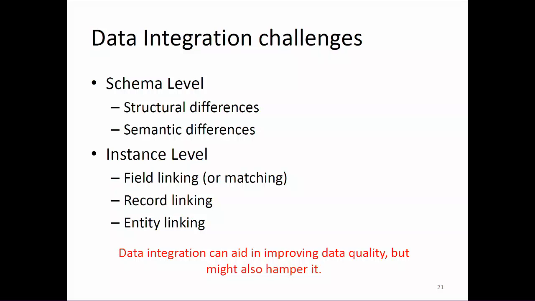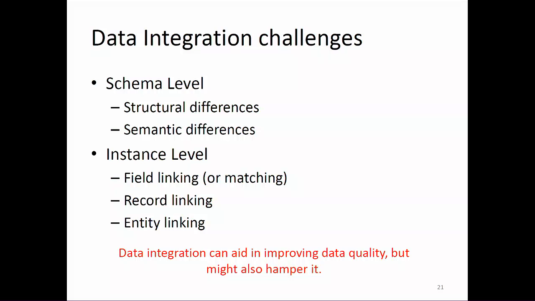And then instance level. At the instance level, there will be field linking, how to match the same values. Record linking means we need to identify, are we talking about the same record? Usually it's done by some unique identifier. So if it's a social security number, we know that we're talking about the same person in the other data sets too. So we need to link the records.